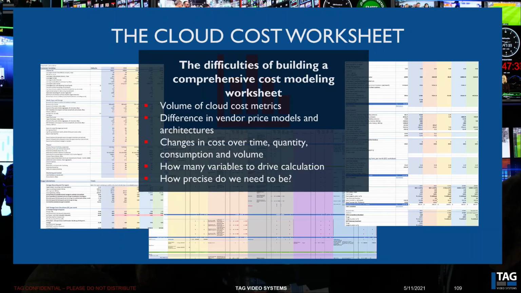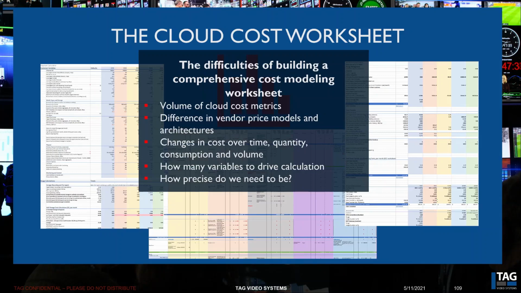So when you look at the difficulties of building a comprehensive cost modeling worksheet, there's the volume of cloud cost metrics I've taken into account. There's so many different things that you can be billed for and running in the cloud, right? And it's pretty scary at first when you look at this. And then there's a difference in vendor price models and architectures. Some have CapEx, some have OpEx, some do different time periods, all these different models that they have, and somehow you have to build those into your workflow as well.